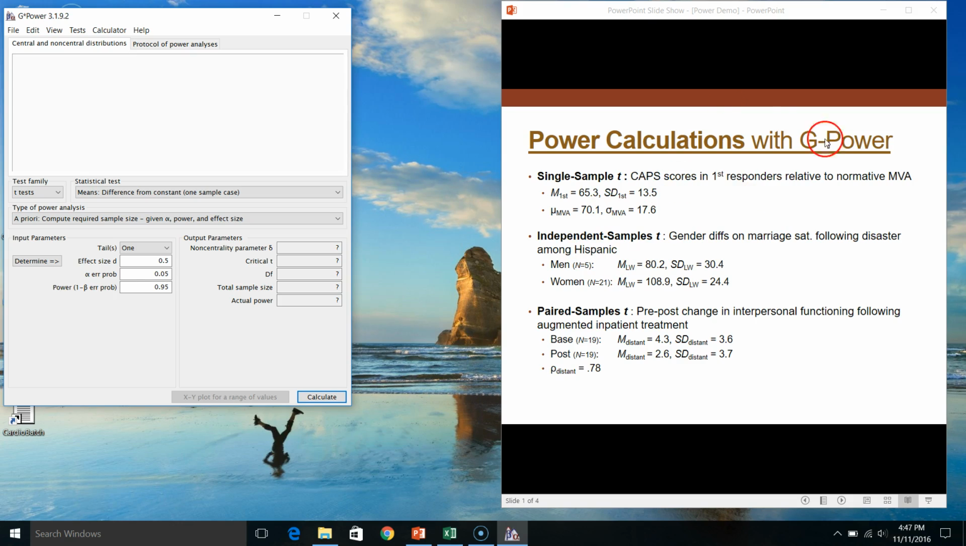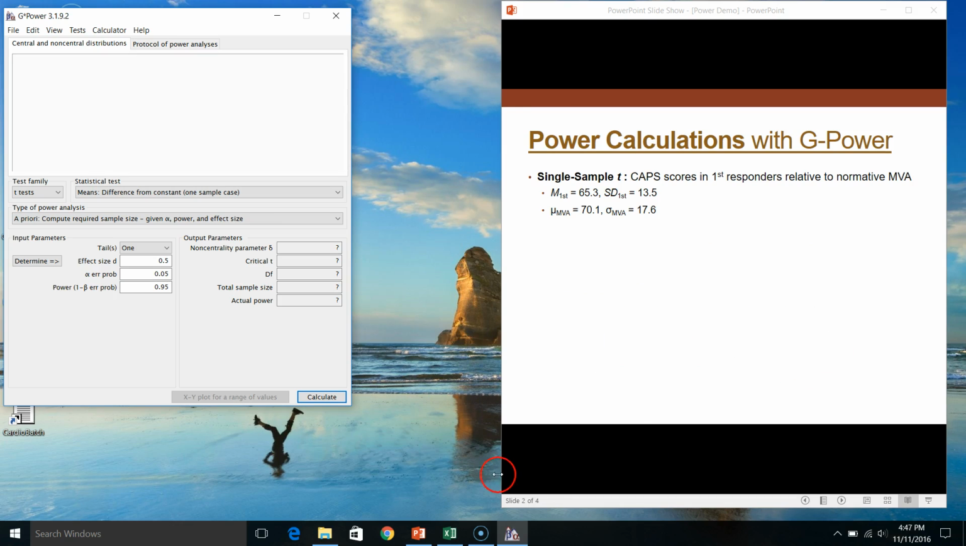We're going to hold on for that in just a minute. If we look over here at our power calculations, this is just a slide from our lecture. Again, we've got an example for our single sample t, our independent sample t, and our paired sample t. And we're going to run through each one of these individually.